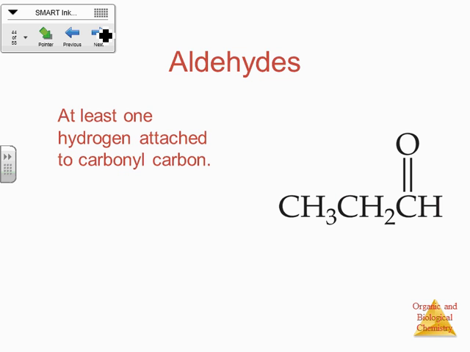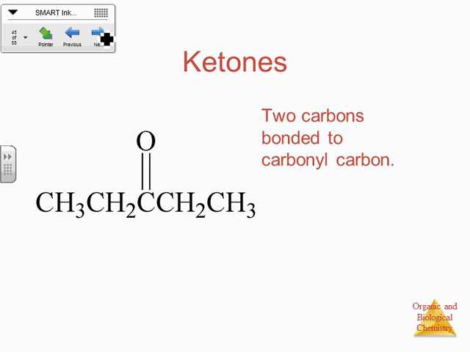Okay, so the aldehydes, again, at least one hydrogen attached to the carbonyl carbon. Now, when we say carbonyl carbon, we mean this one, the one that has the carbon-oxygen double bond. That's the carbonyl carbon. So you've got a hydrogen there, that makes this an aldehyde. Okay? If you got a ketone, then again, you can see how this kind of works. The carbonyl carbon right here, it's attached to carbons on both sides. Okay?